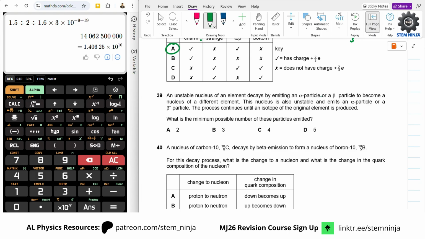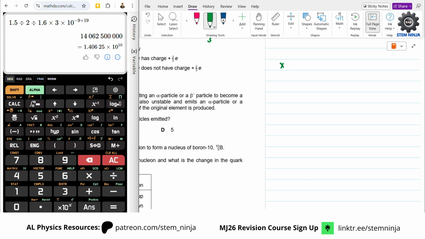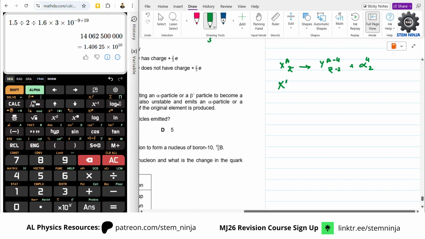So remember this. If, for example, you have X with A and Z, we know that if it decays by alpha, A decreases by 4 and Z decreases by 2. We are already familiar with this. If it decays by beta negative, in that case, proton number increases by 1 because in beta negative, a neutron decays, and A remains as it is.